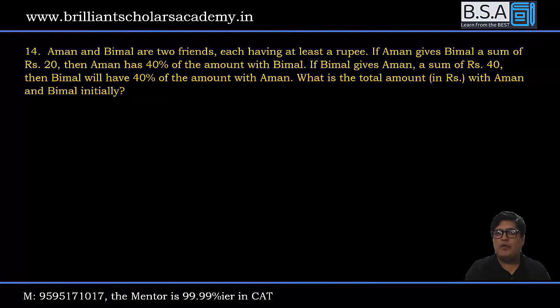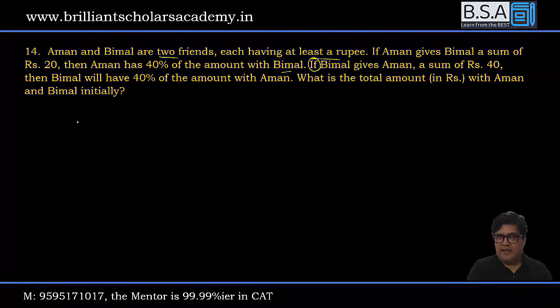Aman and Bimal are two friends, each having at least a rupee. They have some money each. If Aman gives Bimal a sum of rupees 20, now Aman has 40% of the amount with Bimal. If Bimal gives Aman a sum of rupees 40, Bimal will have 40% of the amount with Aman. When you use if, you are giving me new, separate information. What is the total amount in rupees with Aman and Bimal initially?